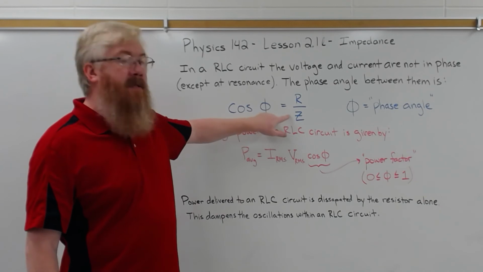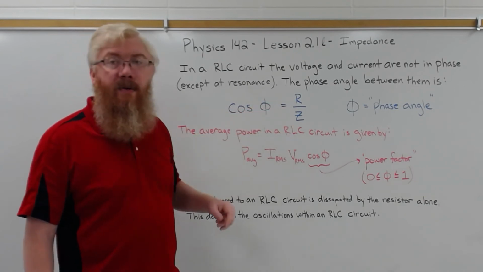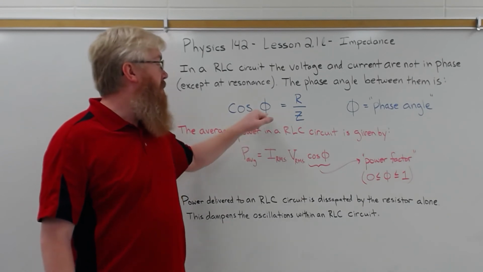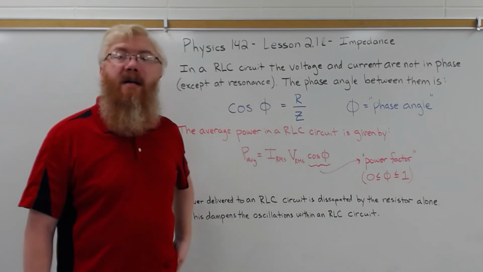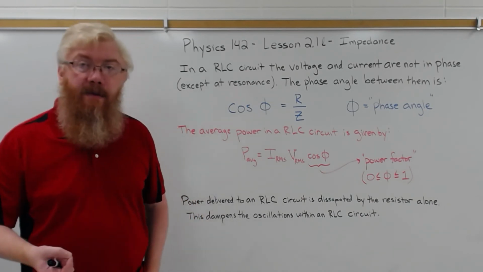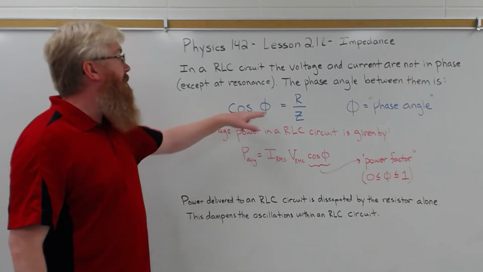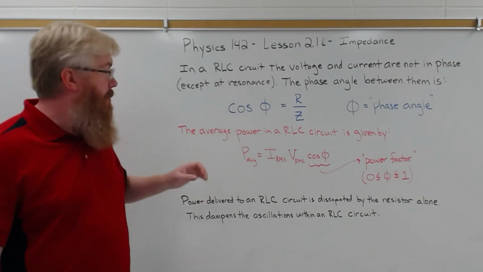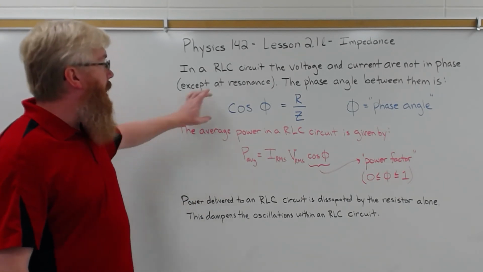At resonance, the impedance is equal to the resistance. So this is equal to 1, cosine of 0 is equal to 1. So the phase angle would be 0, which means that the current and the voltage are in phase. If you get some other angle, that means that the current is leading or lagging the voltage. Now, that tells you the phase angle.